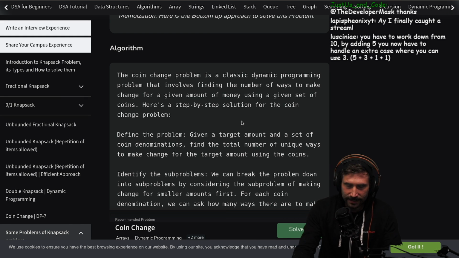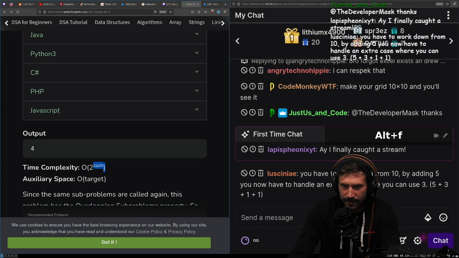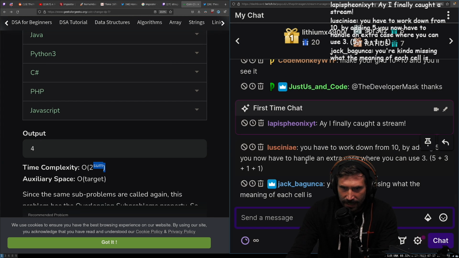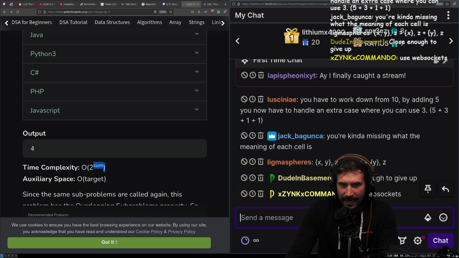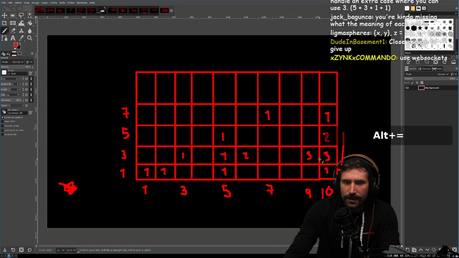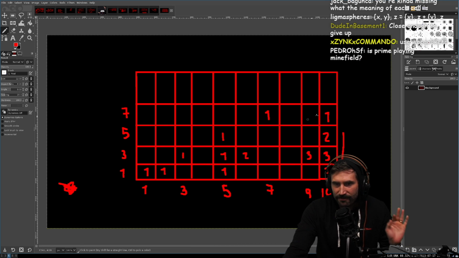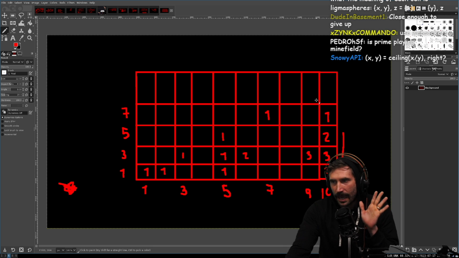I'm upset. Let's see what chat says. Have you worked down from 10, adding 5, and now you have to handle an extra case where you can use 3. Okay, I know that. You're kind of missing what the meaning of each cell is. Yeah, see, that's what I'm feeling too. I feel like I've missed the meaning of each cell. I'm totally on your team.